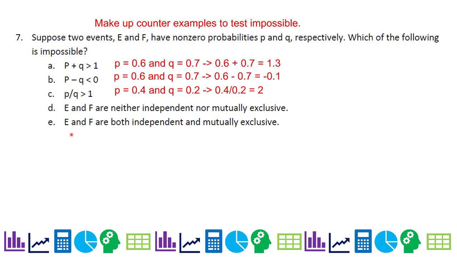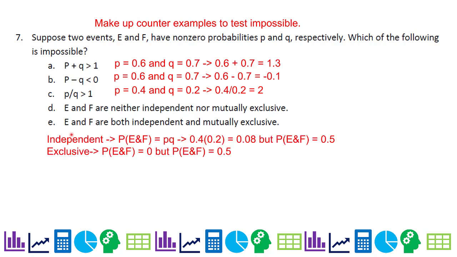E and F are neither independent nor mutually exclusive. So what does independent mean? It means if I multiply my two probabilities, then they should equal the probability of the and, all right? So let's say I use the numbers from here and I say, 0.4 times 0.2 is 0.08, but it's actually not that. So what that could mean is that it is independent, all right? So, I'm sorry, not independent. So this part is fine.